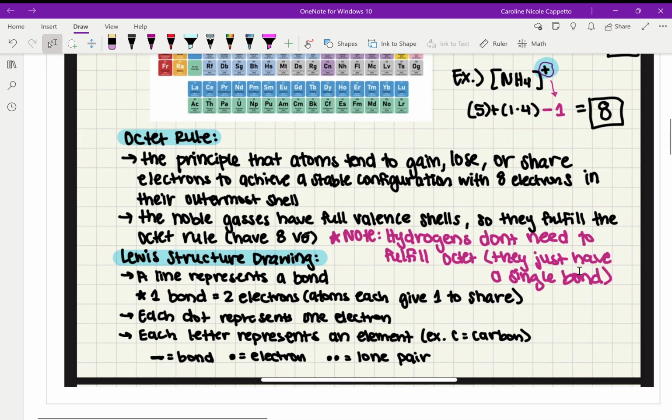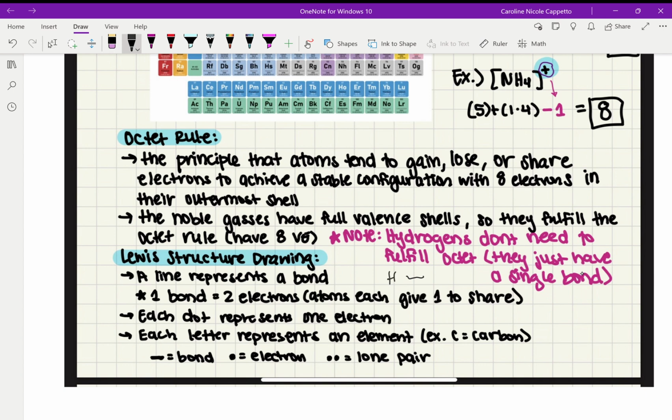And an important rule to know when making Lewis structures is also the octet rule, and that is the principle that atoms tend to gain, lose, or share electrons to achieve a stable configuration with 8 electrons in their outermost shell. And so the noble gases have full valence shells, so they fulfill the octet rule automatically, and they're stable. And the one element that does not need to fulfill this octet rule is hydrogen when bonding, because all they need is a single bond, so I think it's called the duet rule.